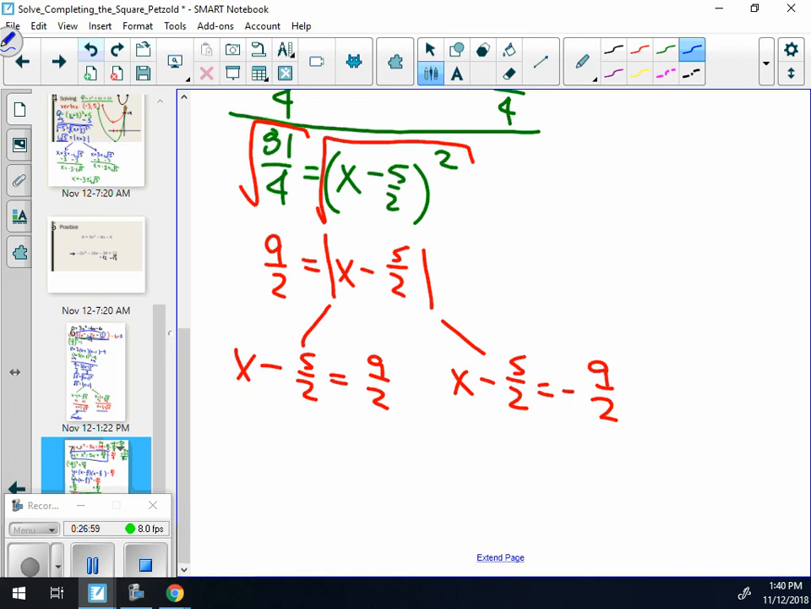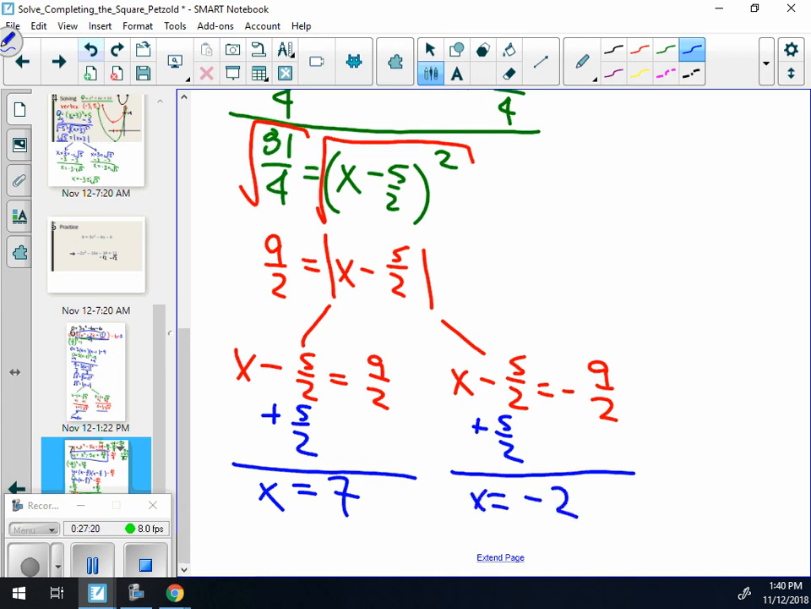All right. Adding 5 halves. If we add 5 halves to this, 9 plus 5, 14. 14 divided by 2, 7. And then on this side, 5 halves, 5 plus negative 9 is negative 4. So this is negative 4 over 2. X equals 7, x equals negative 2.